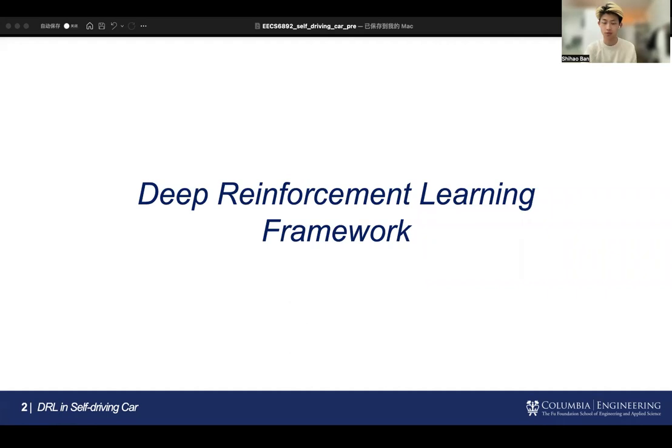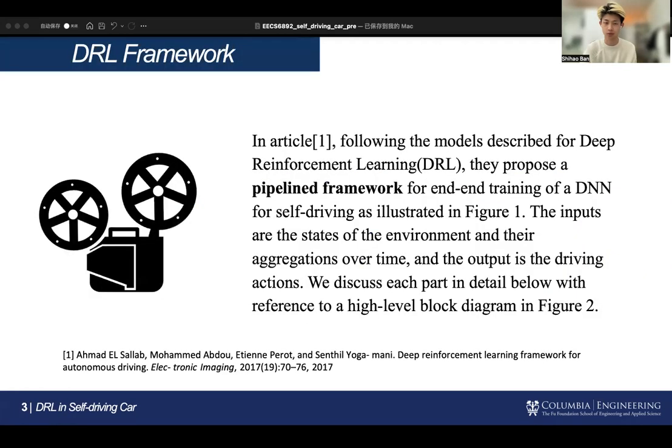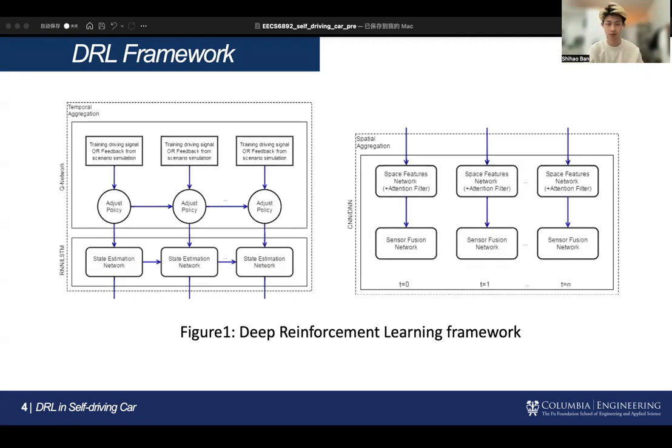First of all, let me introduce the framework as I did the research from article 1. Following the model described for DRL, they propose a pipeline framework for the end-to-end training of the DNN for self-driving, as illustrated in Figure 1. The inputs are the states of the environment and their aggregation over time, and the output is driving action. So we discuss each part in detail below with reference to a higher-level block diagram in Figure 2. So let's see Figure 1 and Figure 2.